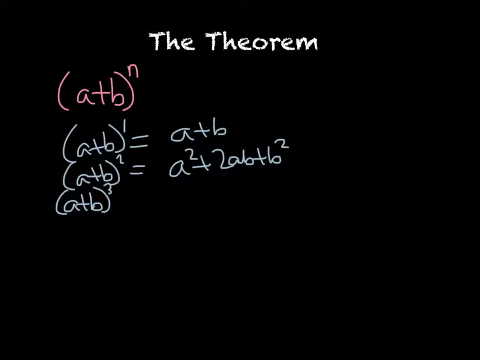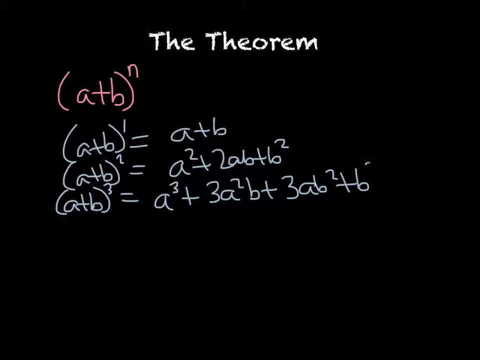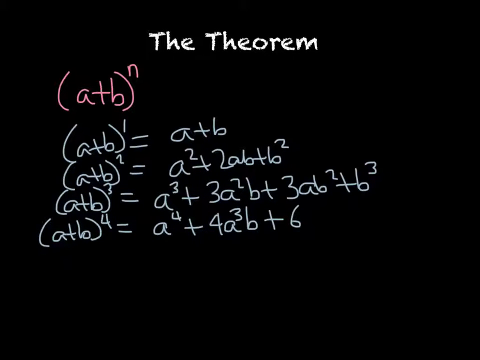A plus b to the power of 3 is equal to a cubed plus 3a squared b plus 3ab squared plus b cubed. Let's do one last one. This is equal to a to the fourth plus 4a cubed b plus 6a squared b squared plus 4ab cubed plus b to the fourth. Now let's see if we can find a pattern here.